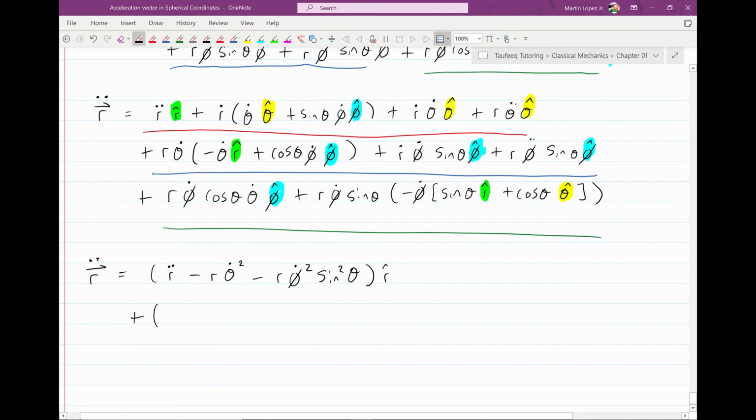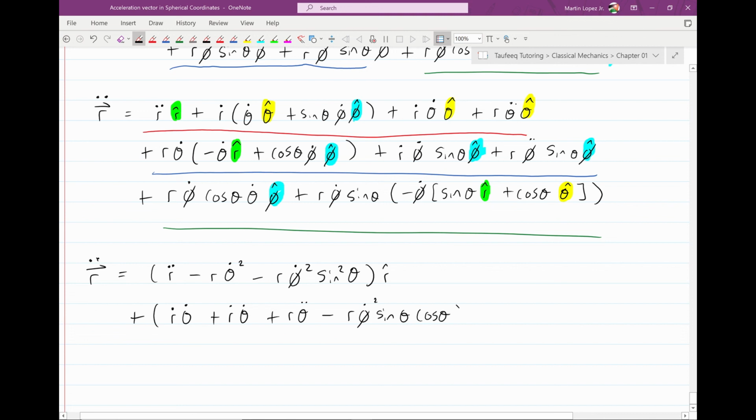And the next one is plus all the yellows. All right, so this is r dot. I'm just going to write them, and then they might combine, so that's fine. r dot theta dot plus r dot theta dot plus r theta double dot plus, or actually minus r phi dot squared sine squared.